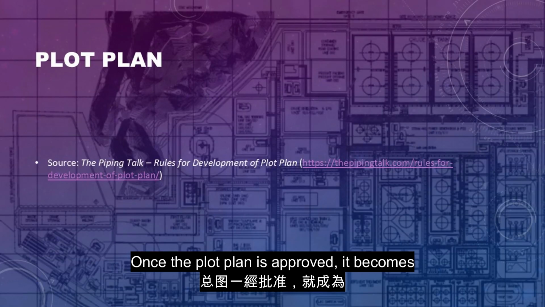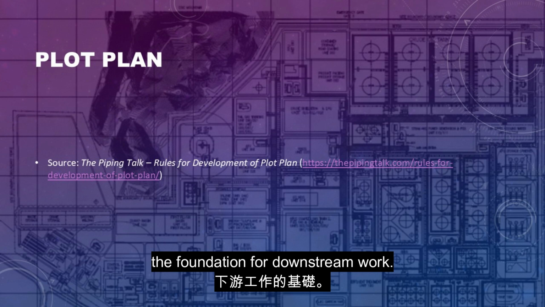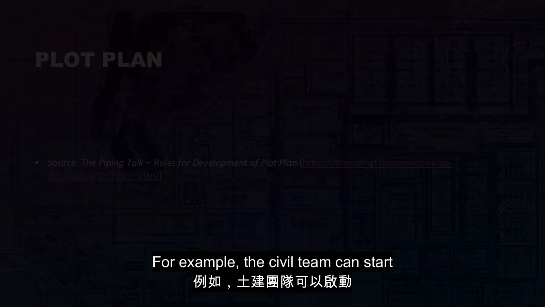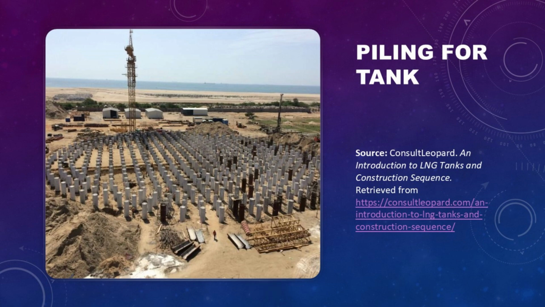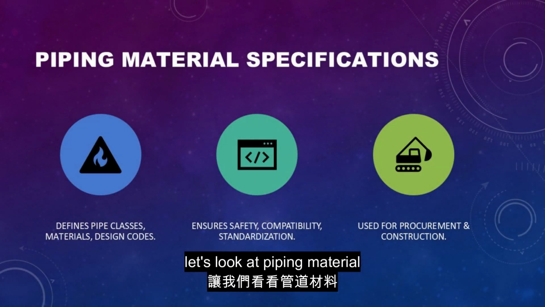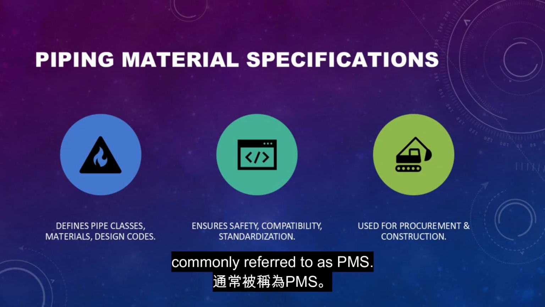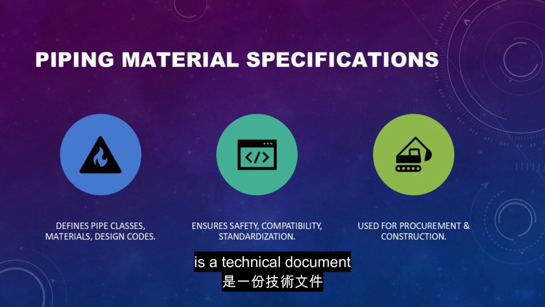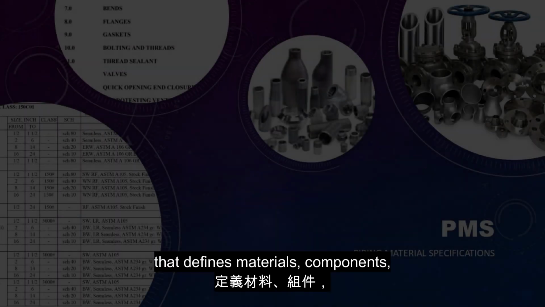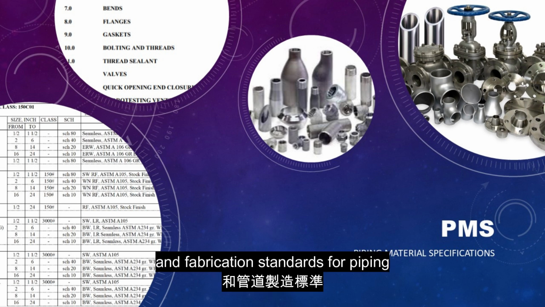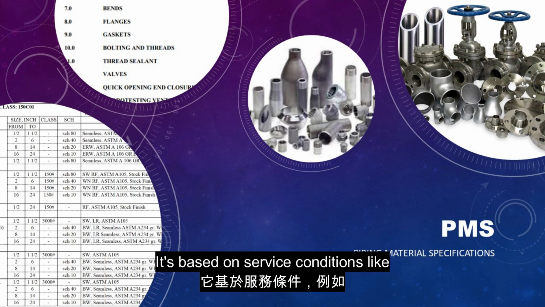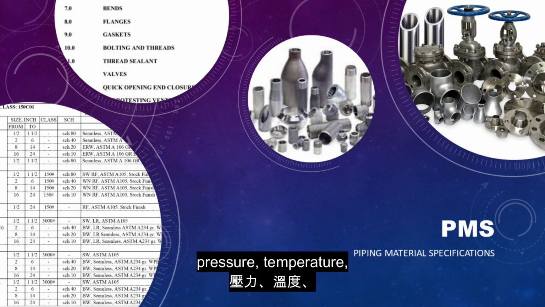Once the plot plan is approved, it becomes the foundation for downstream work. For example, the civil team can start piling based on the equipment coordinates provided. Now, let's look at piping material specifications, commonly referred to as PMS. PMS is a technical document that defines materials, components, codes, and fabrication standards for piping systems. It's based on service conditions like pressure, temperature, and fluid type.